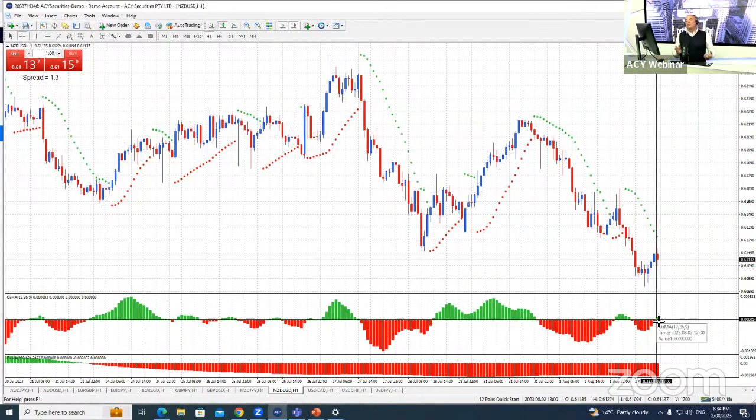So I guess the first step is it's an easy way to identify or narrow down which opportunities you're looking to trade in line with both momentum and trend. Okay, so that might be the first thing that you do.